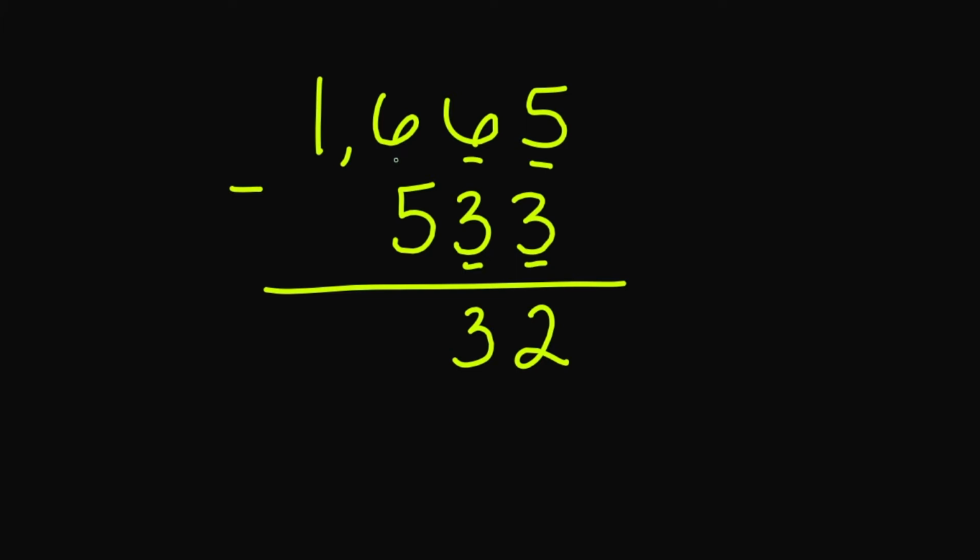And then in our hundreds place, 6 minus 5, that's going to give us 1. And then for our thousands place, we have 1 minus 0, that's going to give us 1. So your final answer is 1,132.